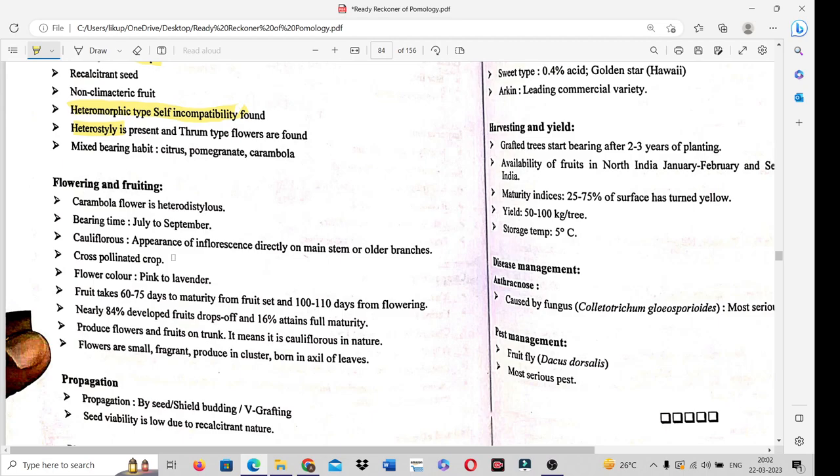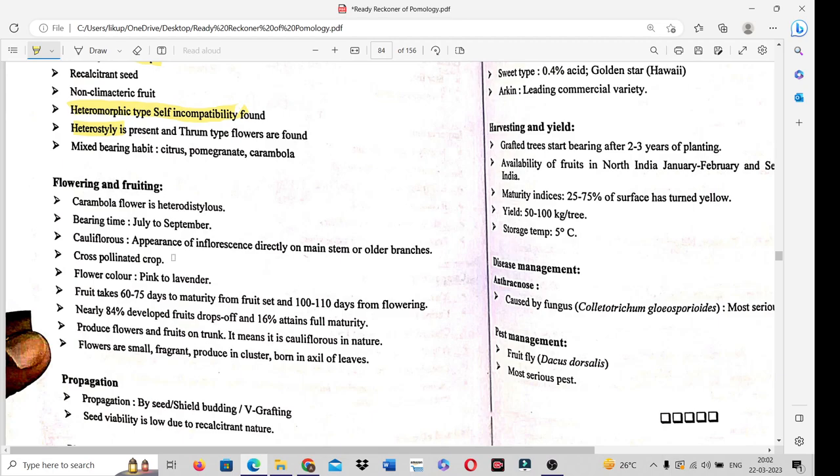Then flower color is pink to lavender. Fruit takes 60 to 75 days to maturity from fruit set and 100 to 110 days from flowering. Nearly 84% of developed fruits drop off and 16% attain full maturity. Then it produces flowers and fruits on the trunk, which means it's polyphorous in nature. Flowers are small, fragrant, produced in clusters borne in the axil of the leaves.